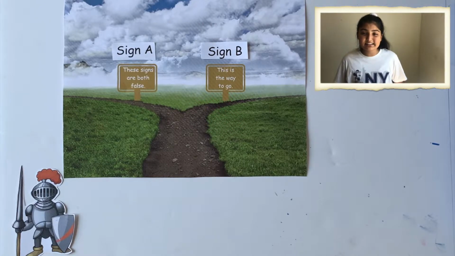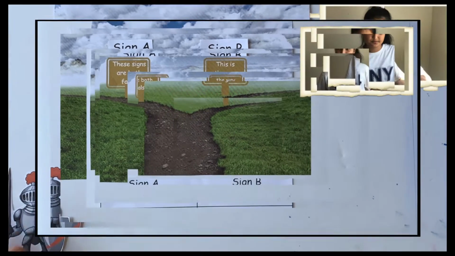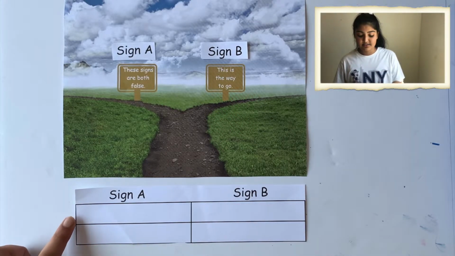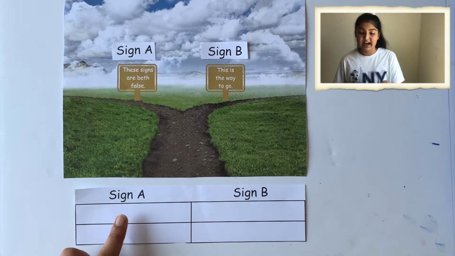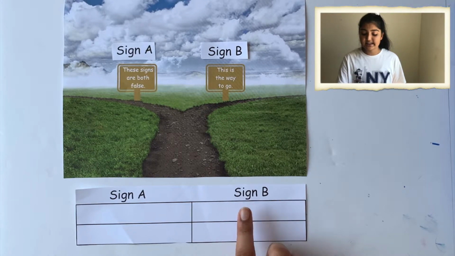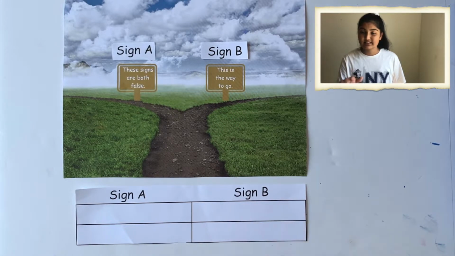Now, to make this a little easier to understand, let's organize our information. We can do that using this table. This column is for sign A, and this column is for sign B. Now keep in mind, the knight was told only one of these signs is correct, and the other sign is incorrect. So how many options are there? Let's think about it.